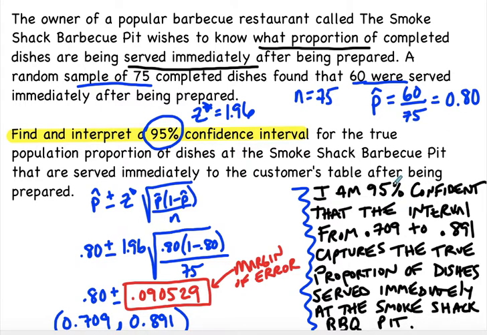Okay, so in other words, we're very sure, 95% certain, that the proportion of dishes that are being served immediately is somewhere between 70.9% and 89.1%. And yeah, that's kind of a big range, but again, we're really confident. The more confident you are, the bigger the range is.